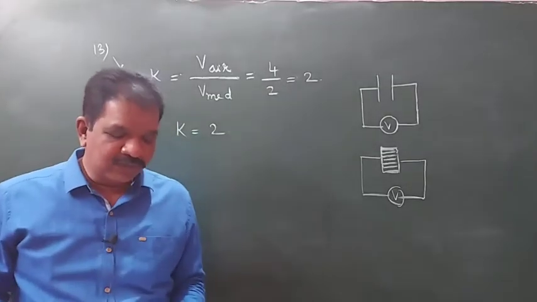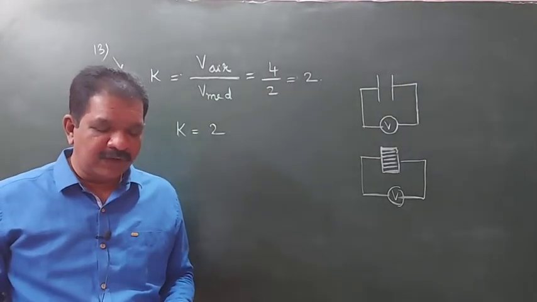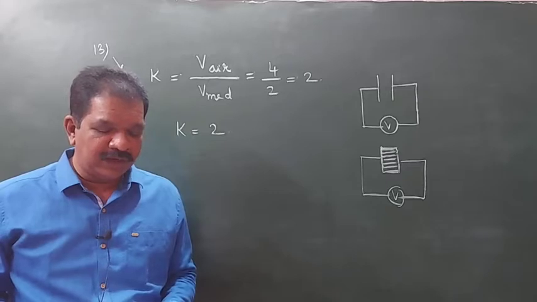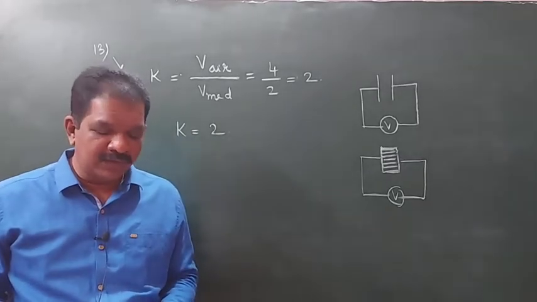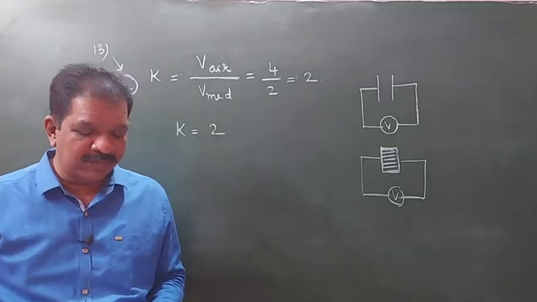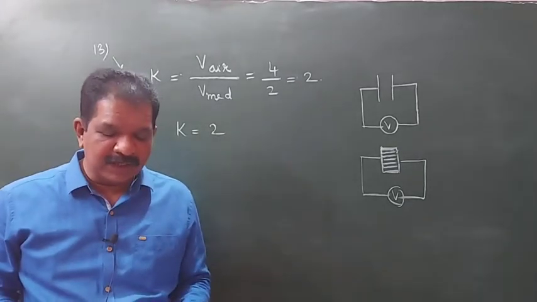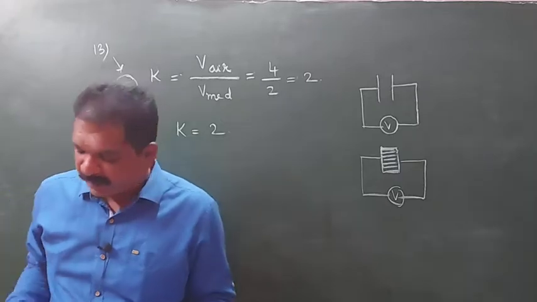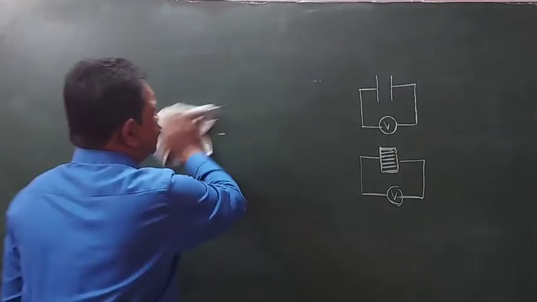Clear? Next, 14th one. Two capacitors, 10 microfarad and 20 microfarad, are connected to 200 volt and 100 volt sources respectively. If they are connected by a wire, what is the common potential of the capacitors? We discussed this one in the synopsis.